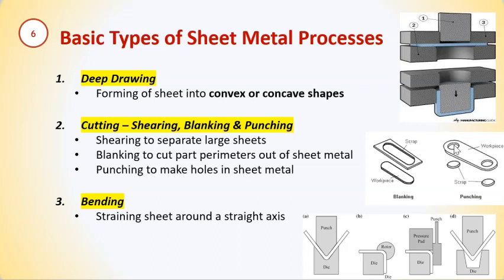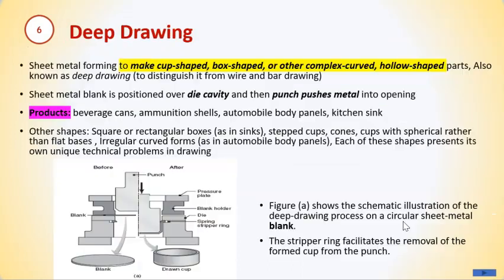Punching is to make a hole. So the scrap is this one, and you want to keep this one. And the other one is bending, in which you strain the sheet, following the die shape. It can be like this. It can be using the round here, and also it can have lots of shapes.